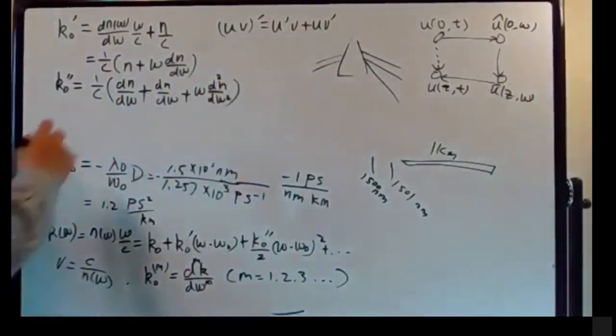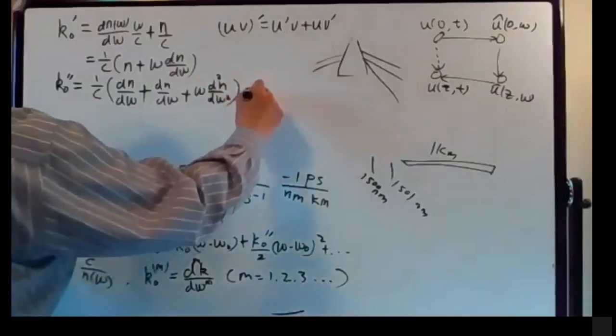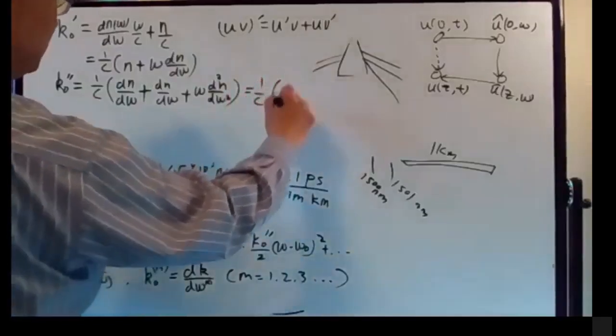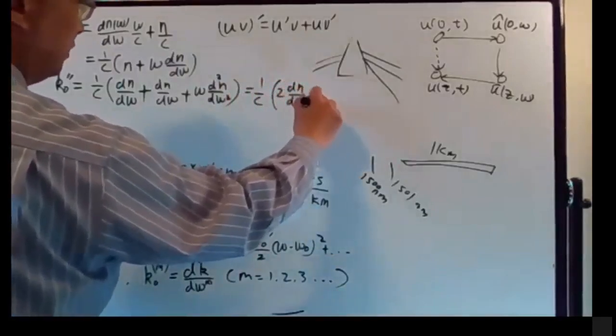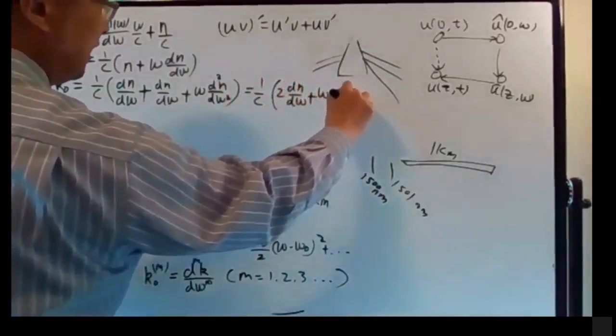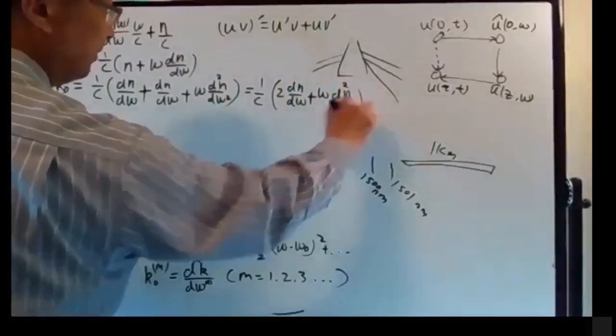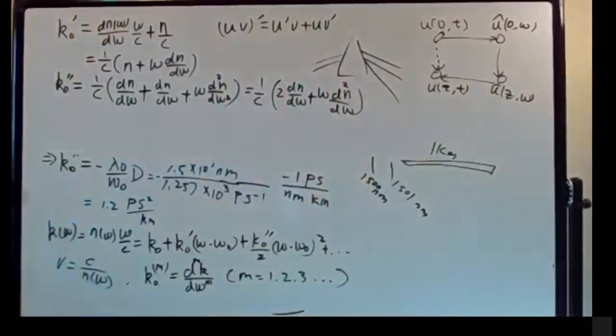So the result is 1 over c times 2 dn d omega plus omega d squared n over d omega squared.